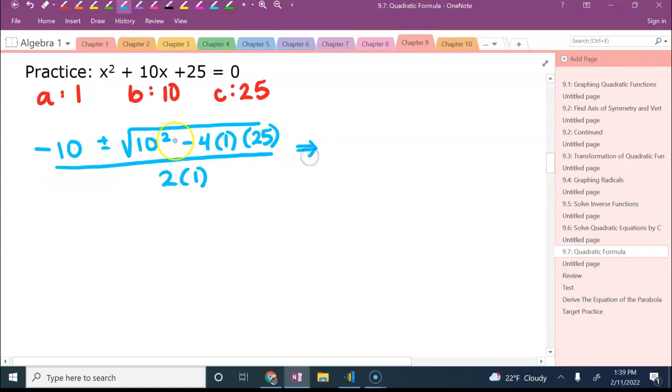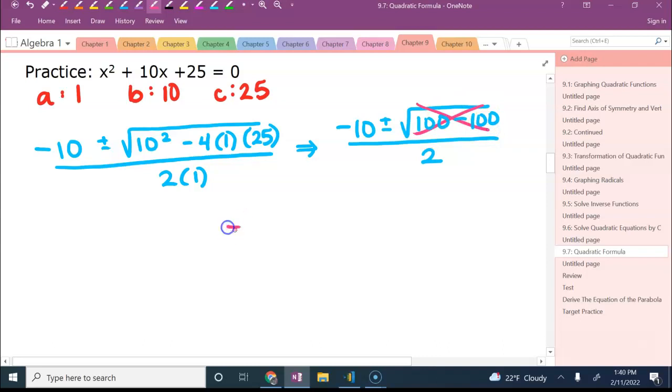I'm going to isolate just underneath the square root for right now. So I have negative 10 plus or minus. 10 squared would be 100. And then negative 4 times 1 times 25 would be negative 100. And that's all over a 2. Now with the square root here, 100 minus 100 is 0. So this is going to be gone because the square root of 0 is 0. So I'm left with that negative 10 over a 2, which is negative 5.